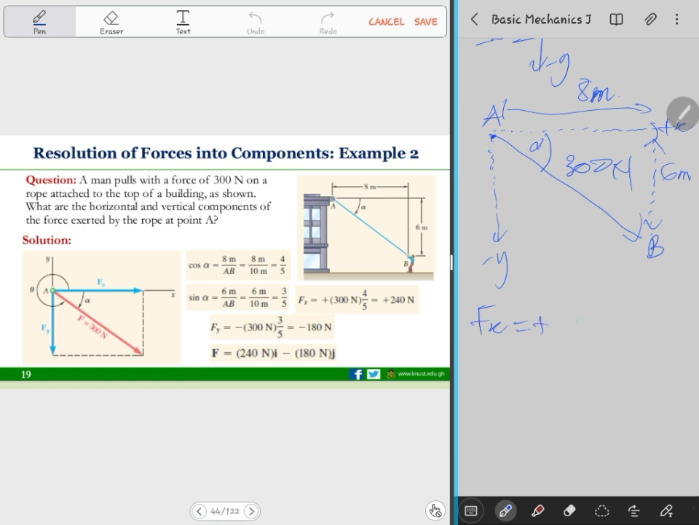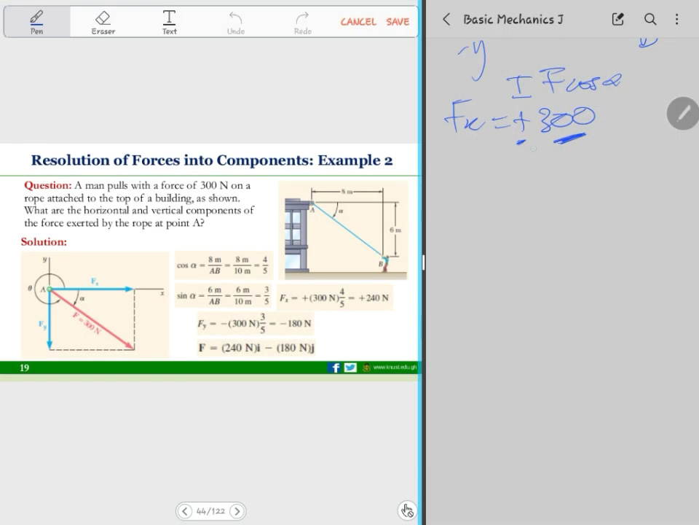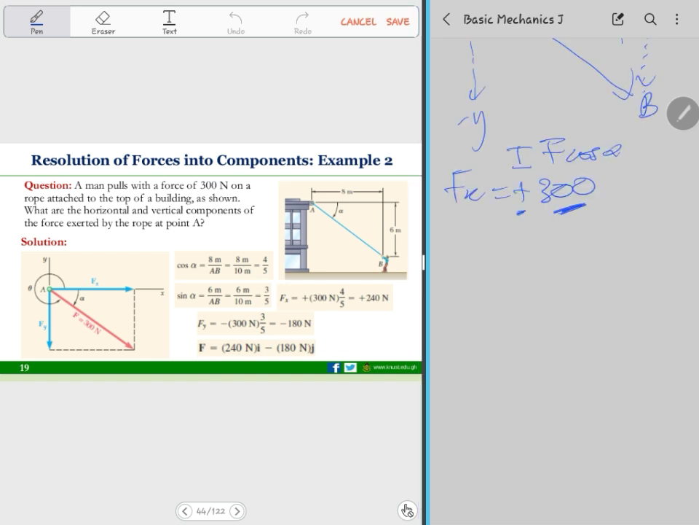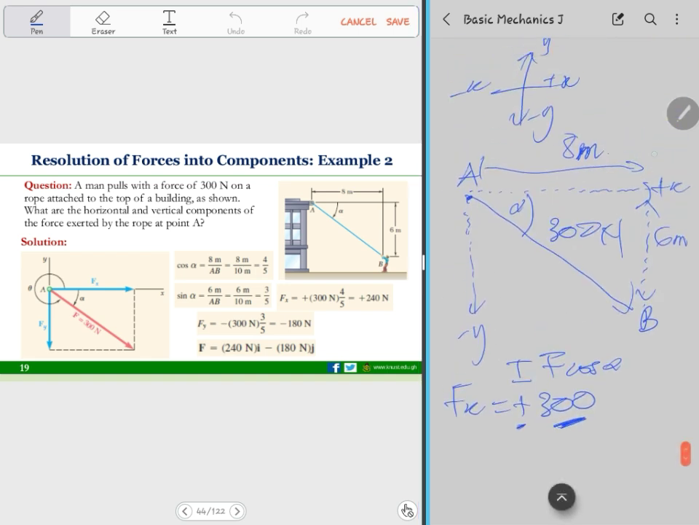And then we have the force itself, 300 newtons, right? And then we want the angle. So we have the Fx, right? So looking at how the F is per the diagram, there's the x, right? The Fx. So it will be in this direction.